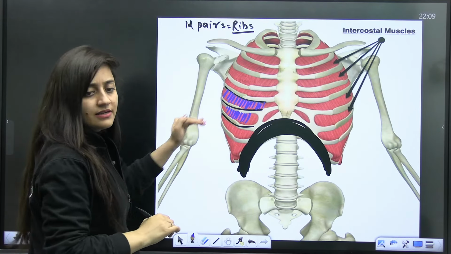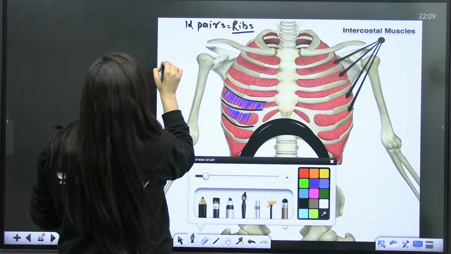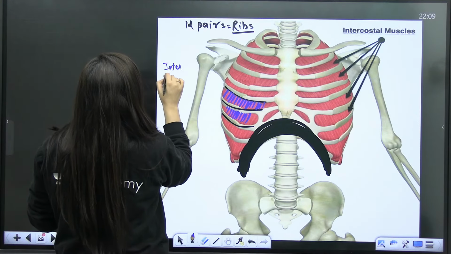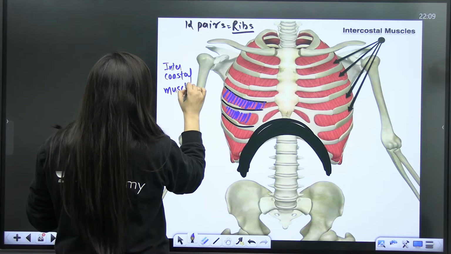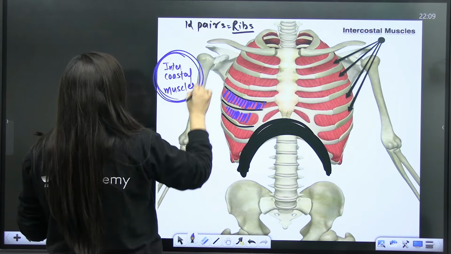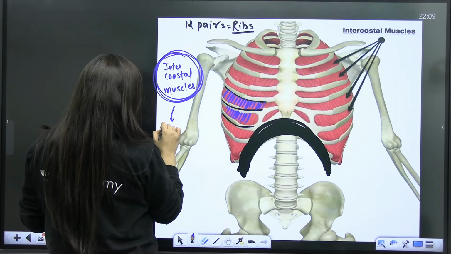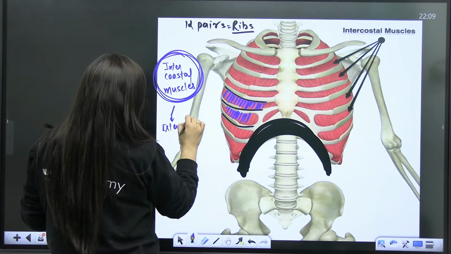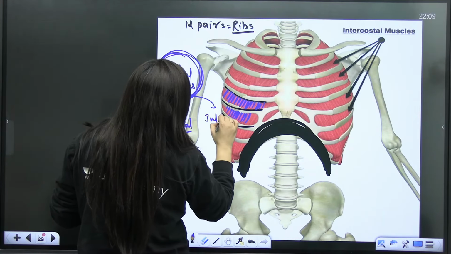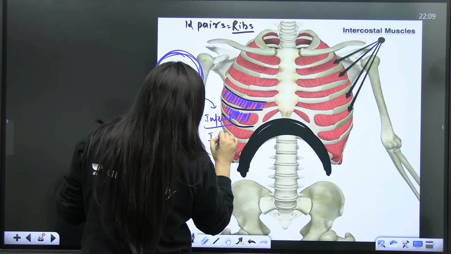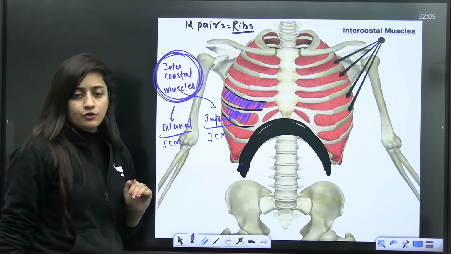Can you see the muscles here? They are, students, intercostal muscles. Right, they are intercostal muscles. So we have external intercostal muscle. We have even internal intercostal muscle, right? And this is the diaphragm muscle that we need to discuss.